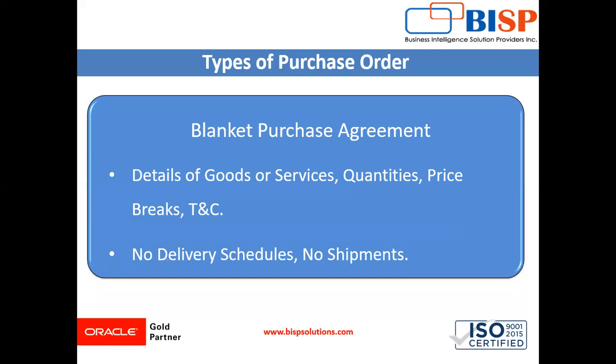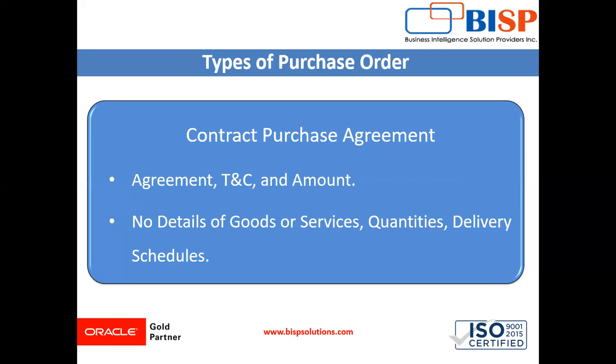The blanket purchase agreement is used when the details of goods and services and the quantities planned to buy from a specific supplier in a period are known, right? With specific terms and conditions. But the details of delivery schedules and shipments are unknown in the blanket purchase agreement when we create it, right? And the last one is the contract purchase agreement.